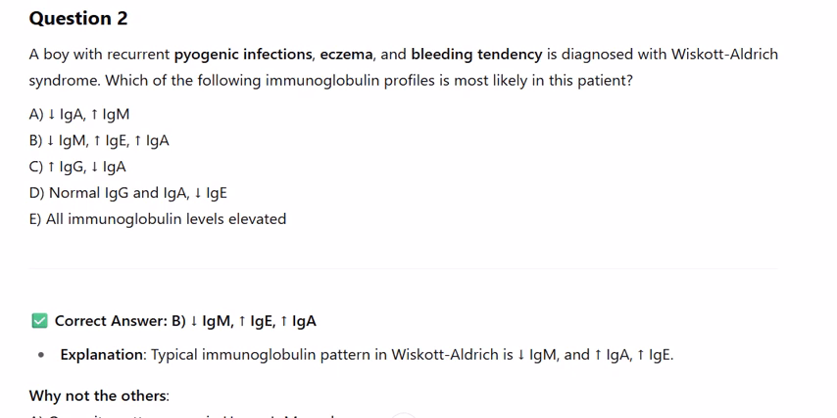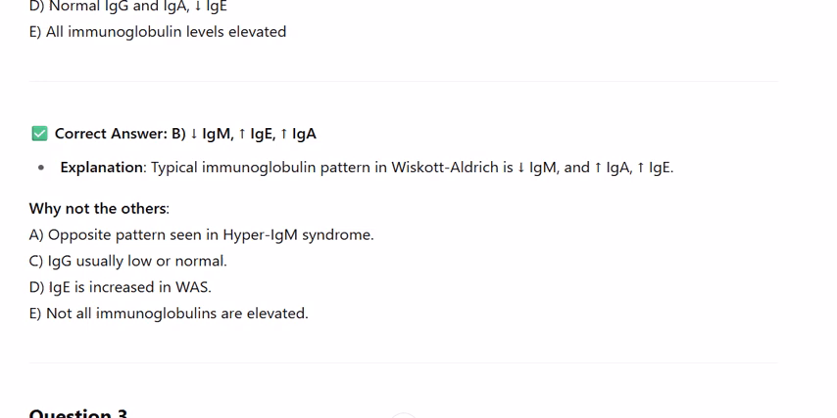Correct answer, B. Decreased IgM, increased IgE, IgA. Explanation. A typical immunoglobulin pattern in Wiskott-Aldrich is decreased IgM and increased IgA, IgE.